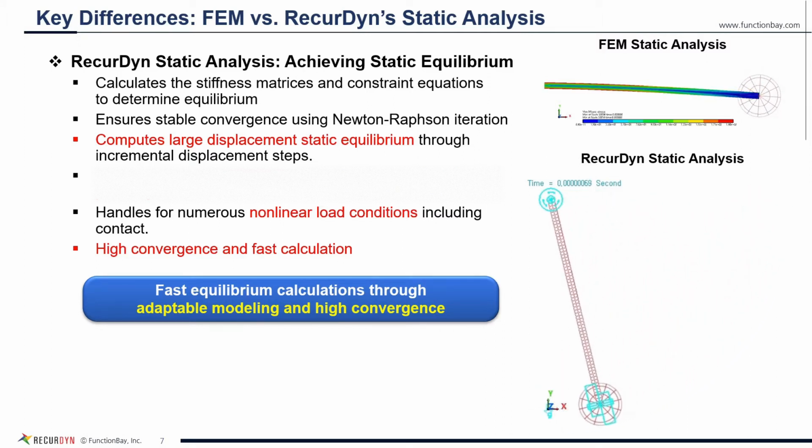To solve this problem, you have to input a very small rotational stiffness into the revolute joint. On the other hand, multi-body dynamic software easily solves the static equilibrium of this model. While it may seem similar to the conventional static analysis method, there is a huge difference here.